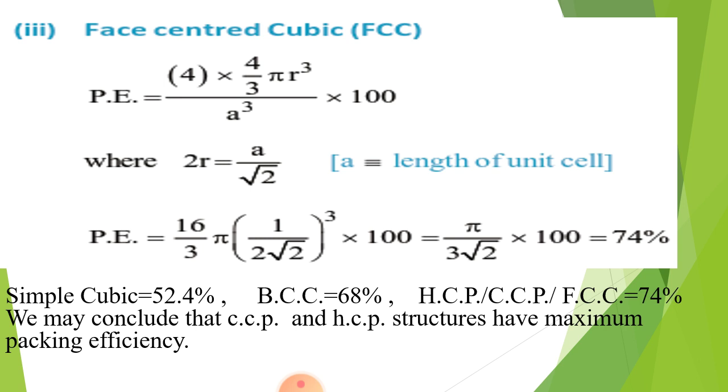Now you just have to learn this. SCC packing efficiency 52.4%, BCC 68%, HCP, CCP or FCC 74%. In which CCP and HCP structures have maximum packing efficiency, that is, maximum stability.